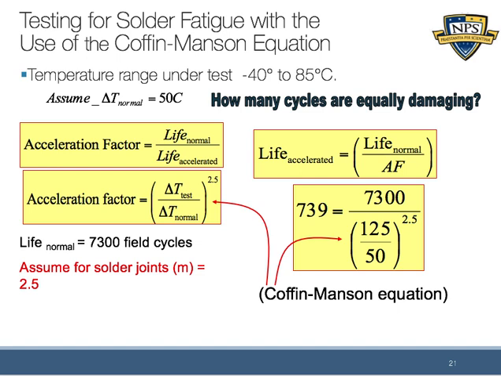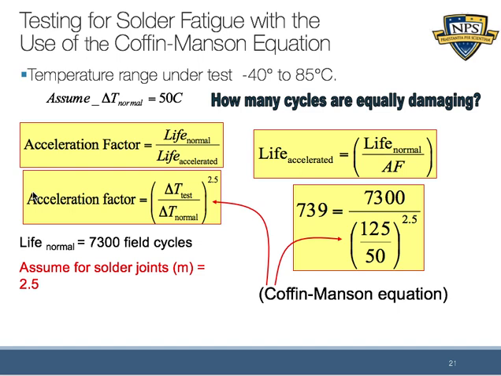Okay, so the number of cycles in the lifetime of this product is 7,300. So that's what it's relative to, right? So we can assume that if we're going to test this thing with a temperature that's greater than a delta T that's greater than 50, then our cycles for our test chamber are going to be less than 7,300. Okay, we'll assume an M value of 2.5, so we don't really care what the part is, we're just going to assume that value.